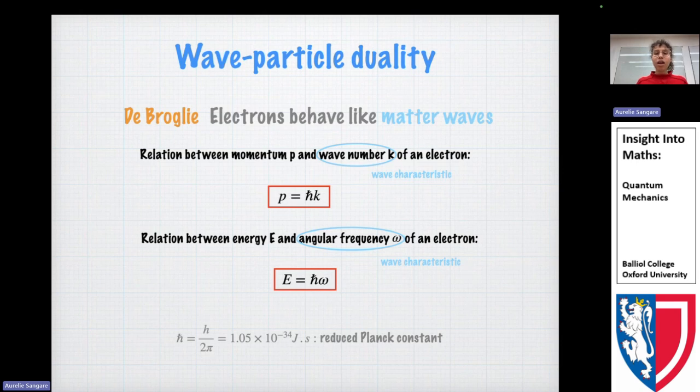And de Broglie stated the relation between momentum and wave number and energy and angular frequency. So he said that the relation between the momentum p and wave number k of an electron is p equals h bar k. And here h bar is just what we call the reduced Planck constant, which is h divided by 2 pi. And the relation between the energy E of your electron and its angular frequency omega is E is equal to h bar omega.